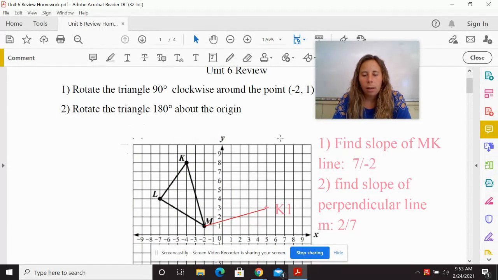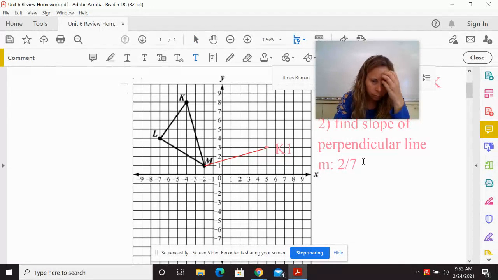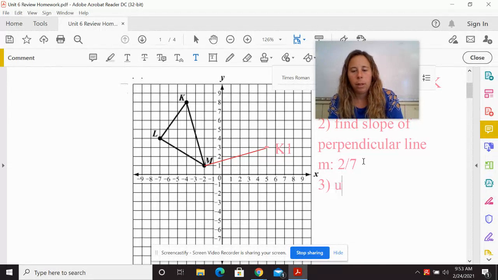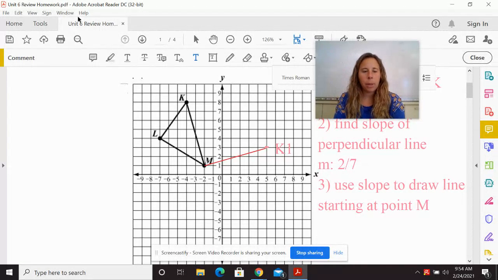Then, just because it's good practice, I'm going to do the same thing with L. Use slope to draw a line starting at M. Okay. So now we're going to do the same thing. I'll do it over here so I have more room to write. So find slope of ML line.